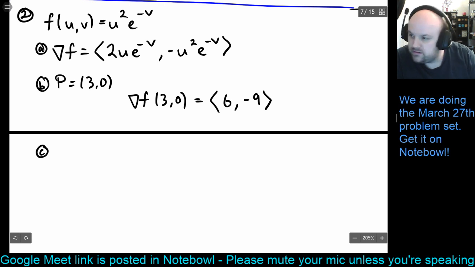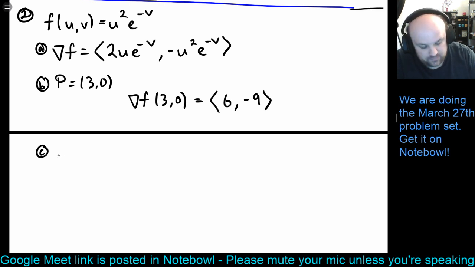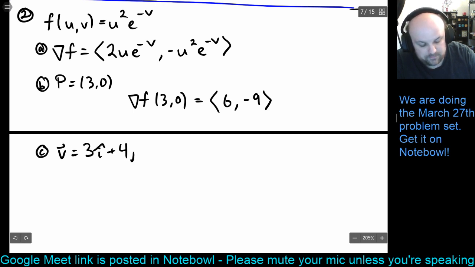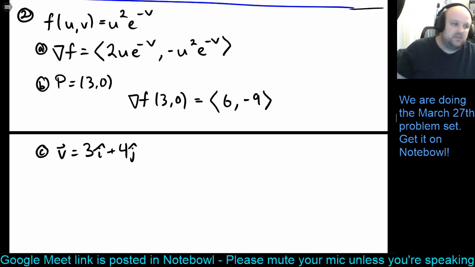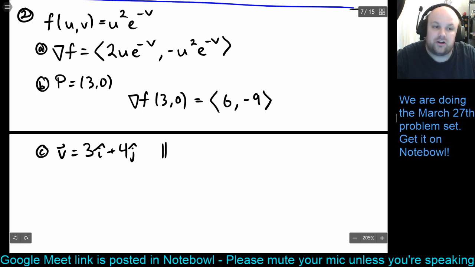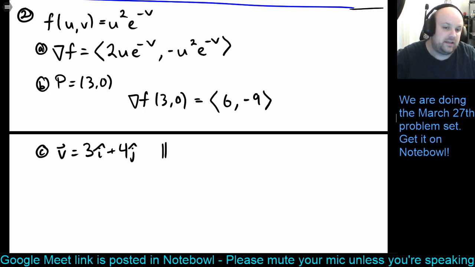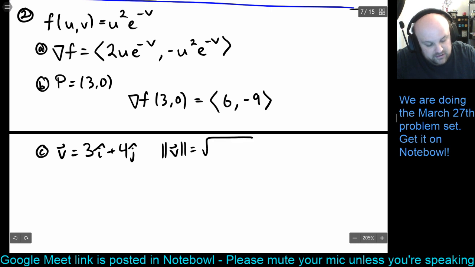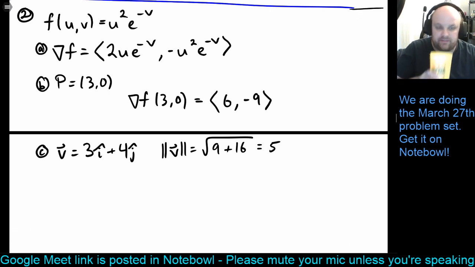Part C, we want to do the directional derivative in the direction of 3i plus 4j. Right? So we should always check, is this a unit vector? I think the answer is kind of obvious, but regardless, if it's not a unit vector, we're going to need the magnitude anyway. So it's always a good idea to just compute the magnitude of this vector. So the magnitude of v is going to be the square root of 9 plus 16. So that's 5, because that's the square root of 25.